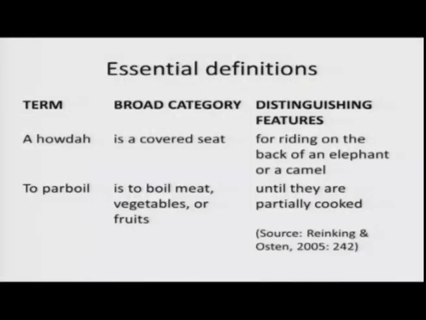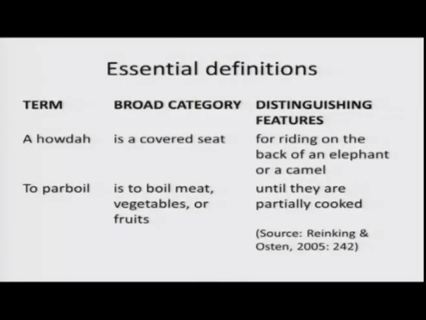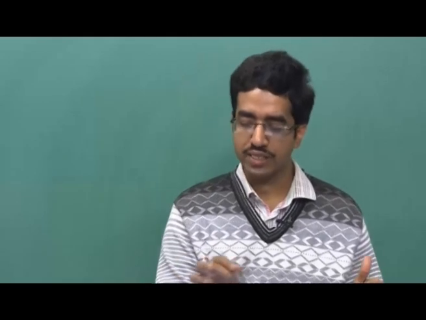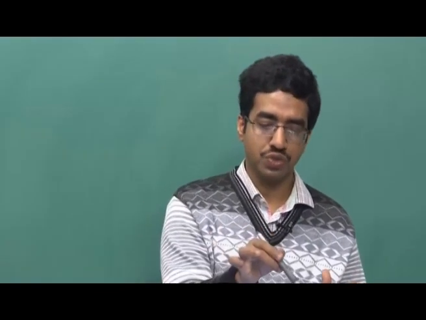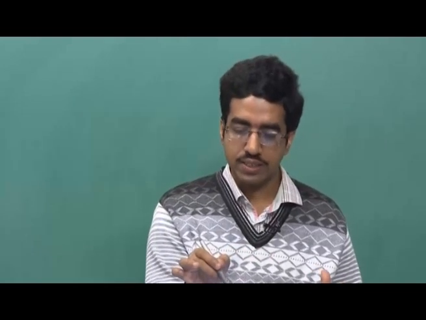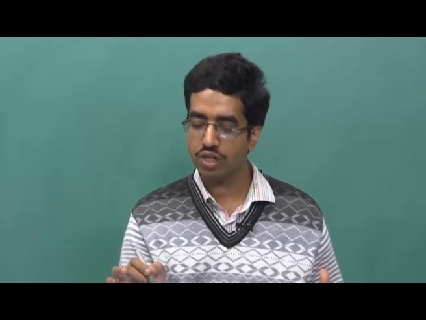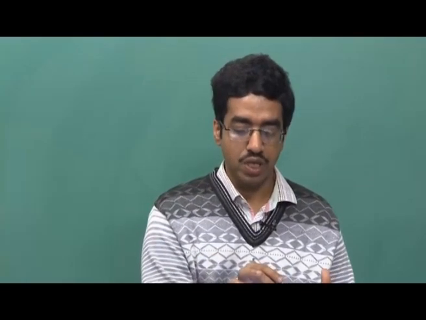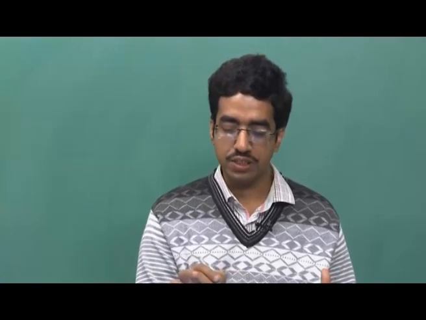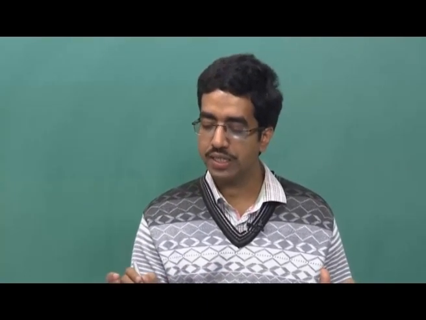However, we are more interested in the other two kinds, namely essential definition and extended definition. So, what are these? Let us look at what essential definitions are. I have some examples here. You have a term and it has been defined. A howdah is a covered seat for riding on the back of an elephant or a camel. Another example: to parboil is to boil meat, vegetables or fruits until they are partially cooked.